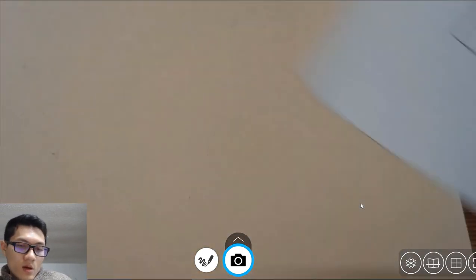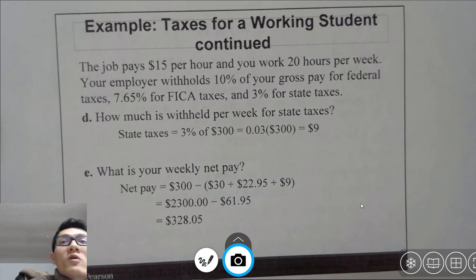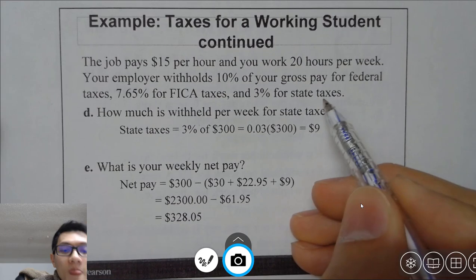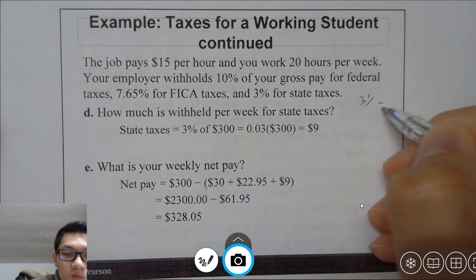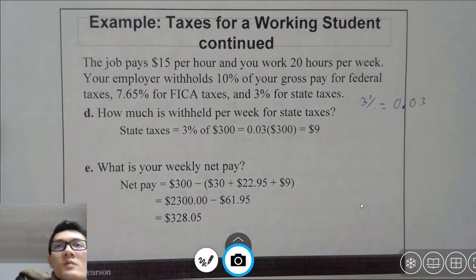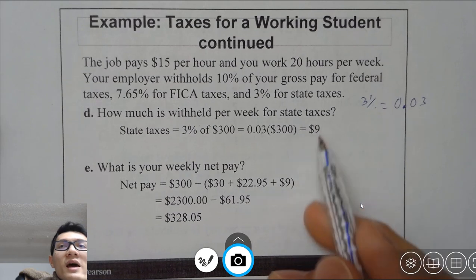And then next question, how much is withheld per week for state taxes? You pay 3% for state taxes. 3% is what? Move 2 places to the left, 0.03. So multiply that by the gross income, again still 300. So you have to pay $9 for the state taxes.